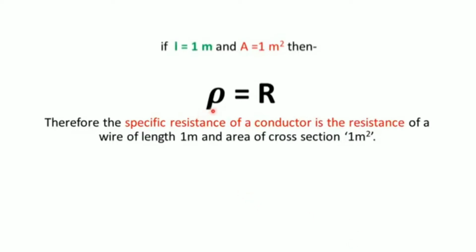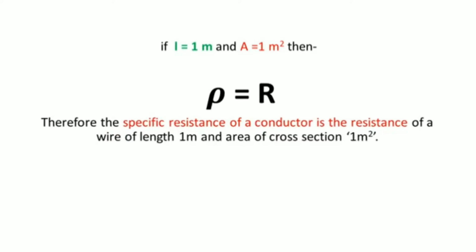Resistivity of the conductor is independent of dimensions of the conductor, means it does not depend upon length and area of cross section of the conductor. This is a very important point of difference between rho and R. So specific resistance of a conductor is equal to resistance of a wire of unit length and having unit area of cross section. Now let us find the expression for rho by making use of Ohm's law.